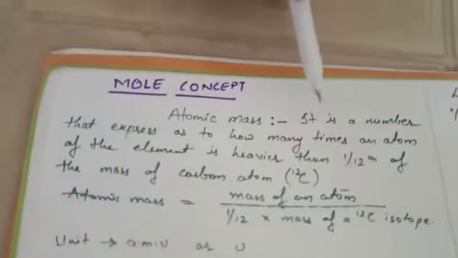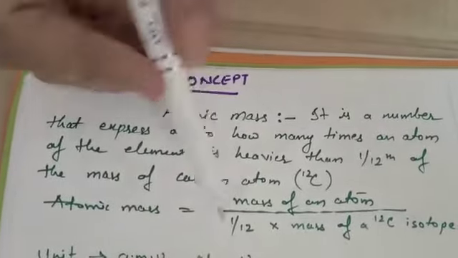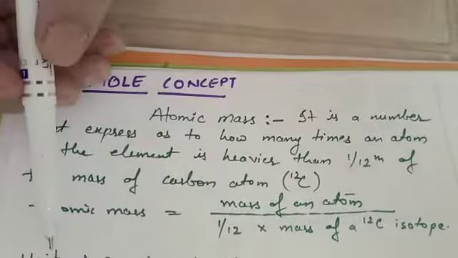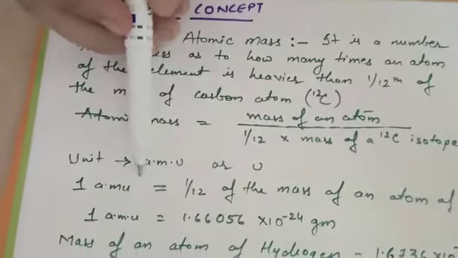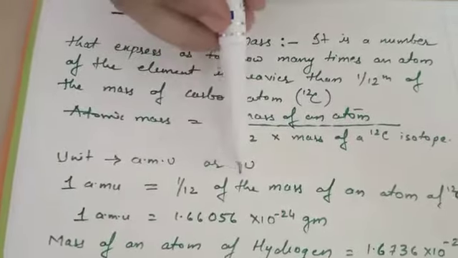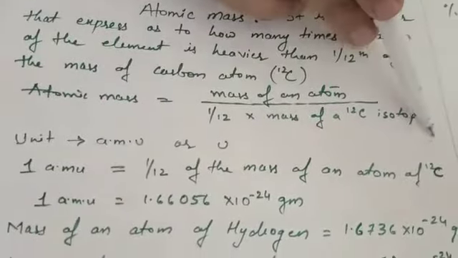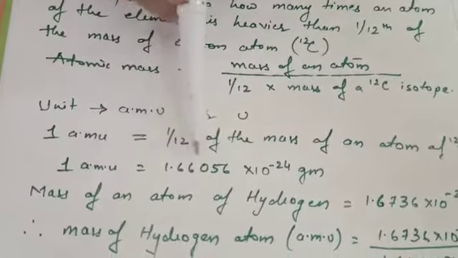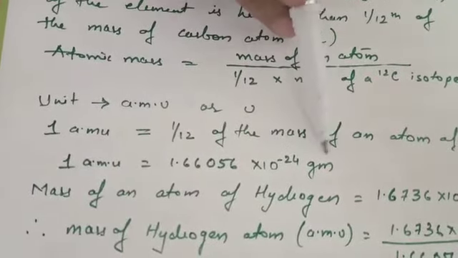That means we are going to compare the mass of any atom with 1/12 of the mass of the carbon 12 isotope. For example, one atomic mass unit is 1/12 the mass of an atom of carbon. And what is the weight of this 1 AMU? It comes to be 1.66056 into 10 to the power minus 24 gram.